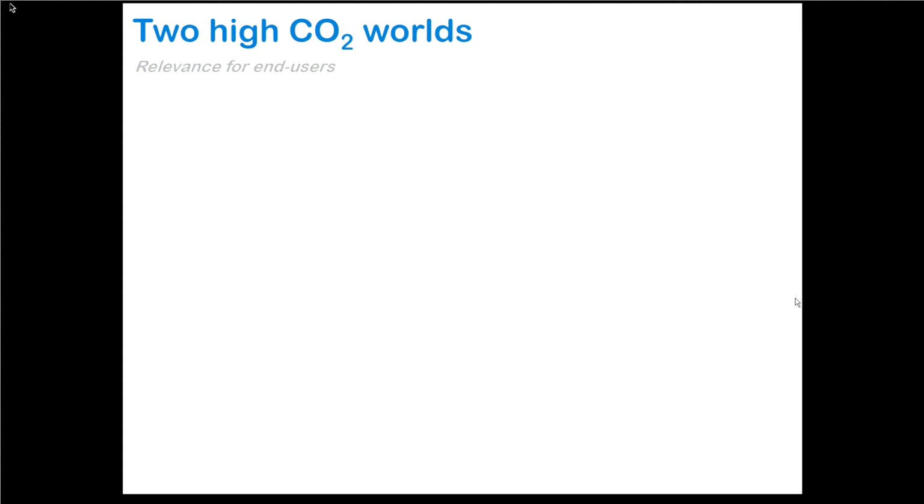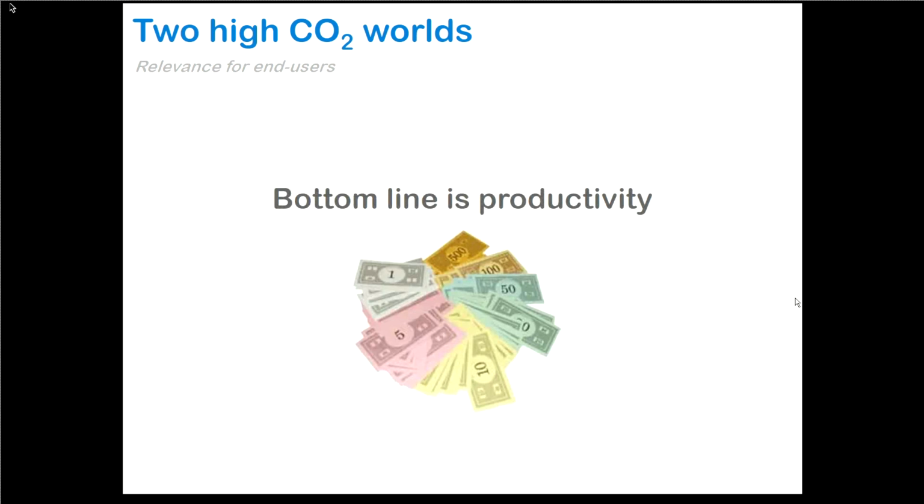But really, does it matter? And this is kind of the big take-home message. I think as researchers, we should all think about this. Does it matter that climate change shows subtle impacts or quite extreme impacts of CO2 at often lower levels, yet aquaculture is productive under much higher levels? And the bottom line is productivity.